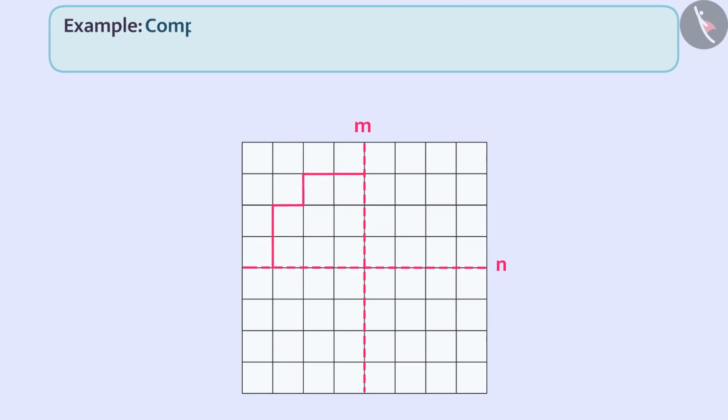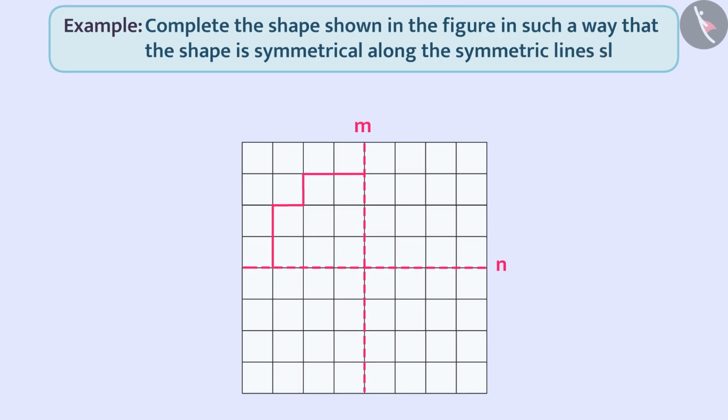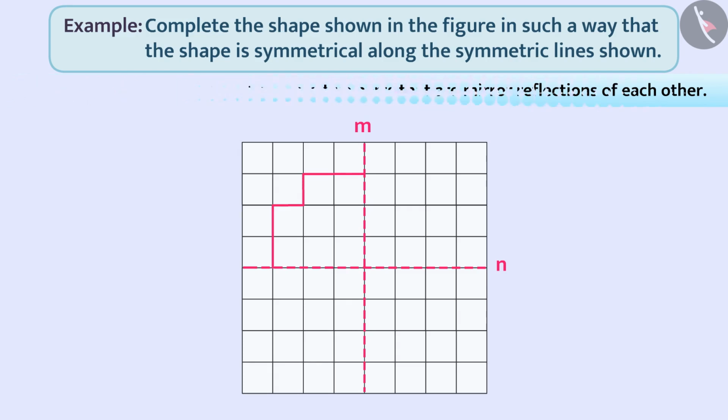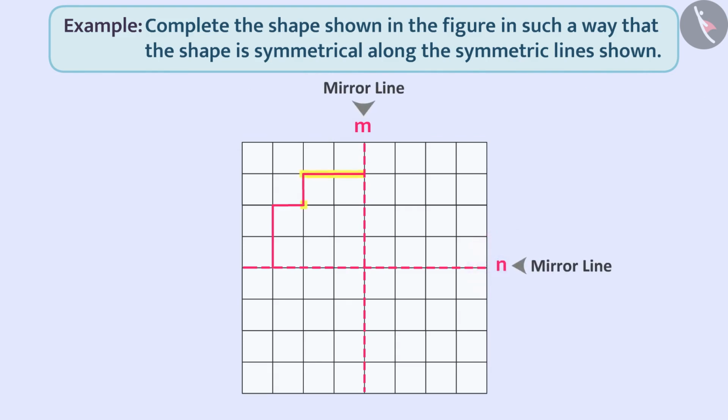Example 2. Complete the shape shown in the figure in such a way that the shape is symmetrical along with the symmetric lines shown. We know that the symmetrical line divides the shape into two parts that are mirror reflections of each other. With this understanding, we will consider the line M and line N as mirror lines and make a reflection of the part represented in the figure, from which we will get a complete shape. We will do this with the help of the square shown. Let us consider the horizontal line N as a mirror line and draw the image. This is how we can do it.